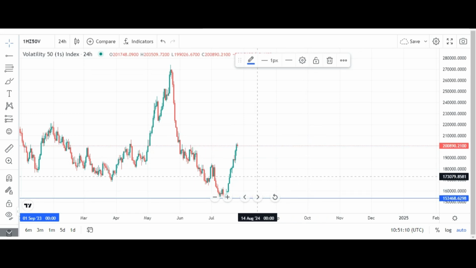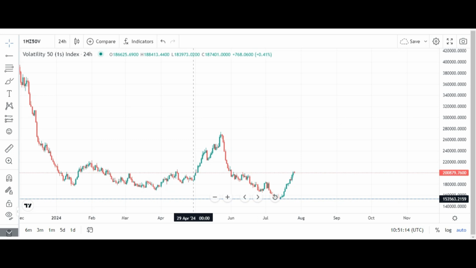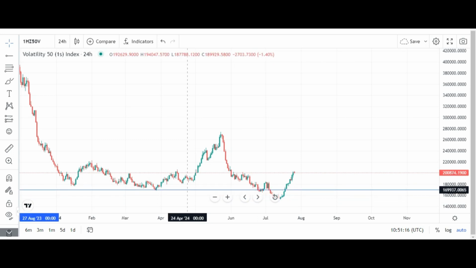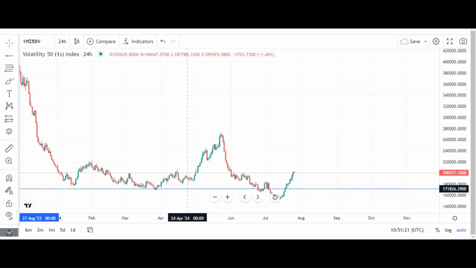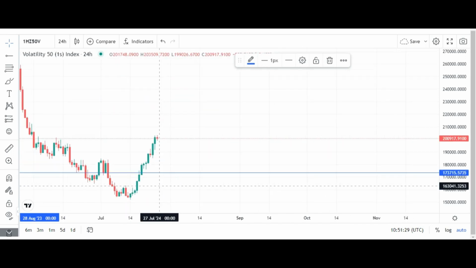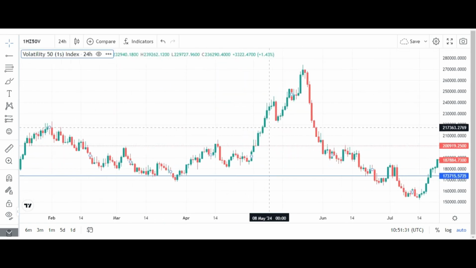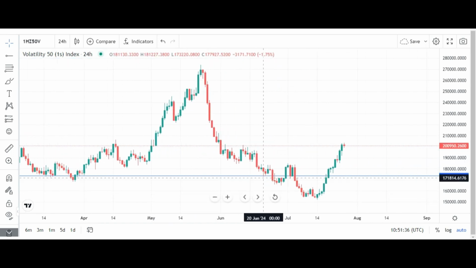But if you look now at the other support level, if you come to the left side and we see right there, see where the line is, the market tested here, then came and tested again here. Let me zoom in so you can see properly. So the market came back and tested right here, came back again, tested here.